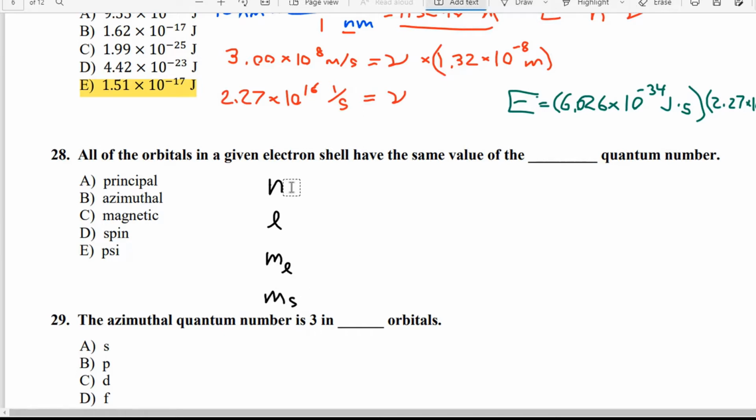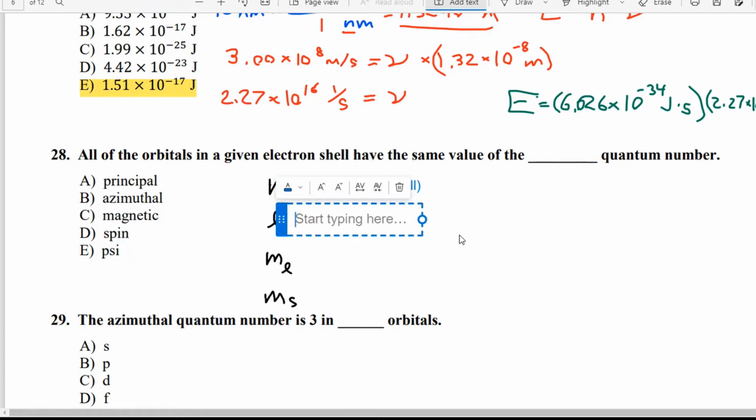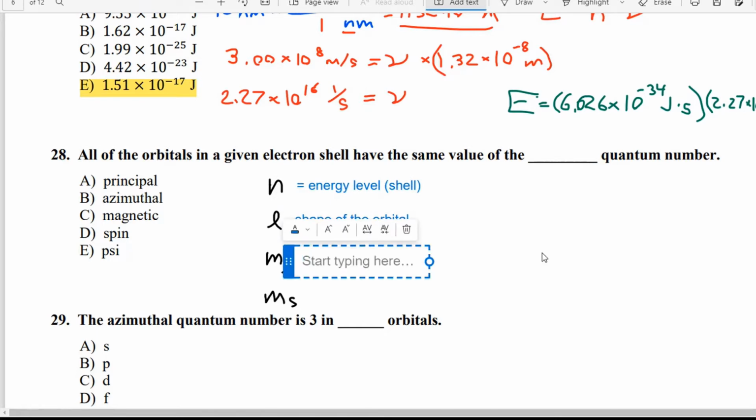I'm going to use text here. But the principal quantum number basically tells you the energy level or shell. In other words, how far is it from the nucleus? The angular momentum quantum number tells you the shape of the orbital, because the shape of the orbital is dependent upon the angular momentum of the electron. The M sub L tells you the orientation in space.